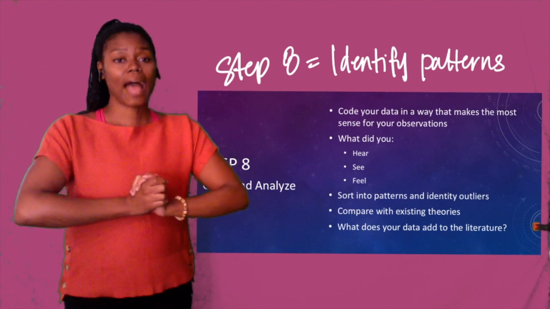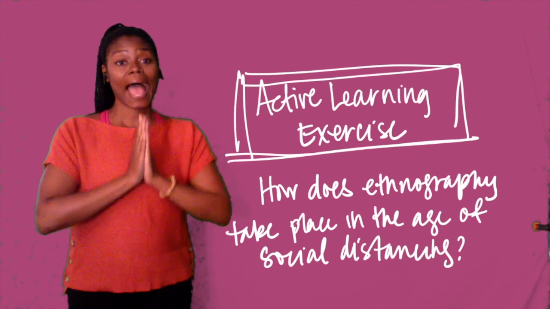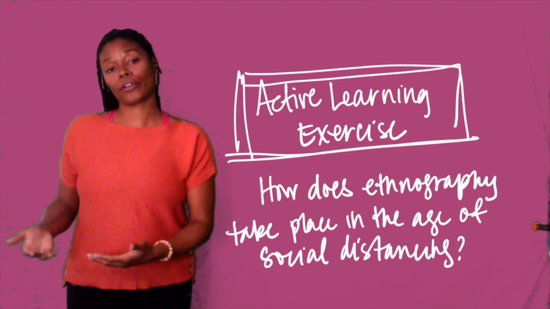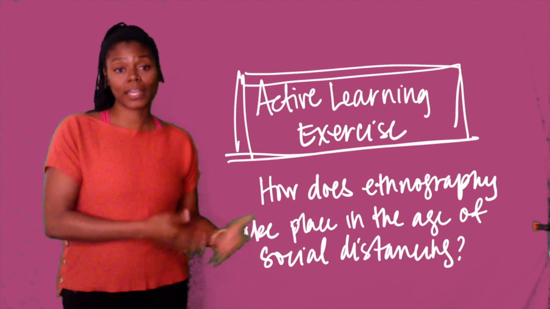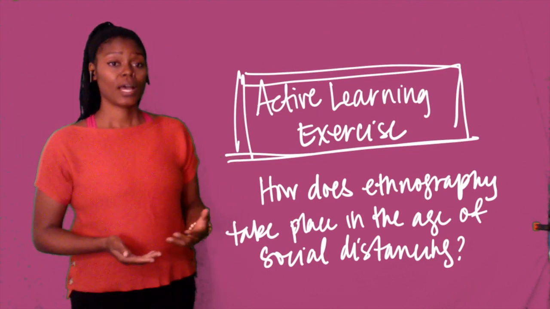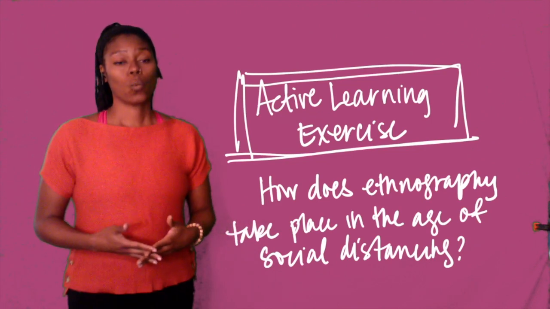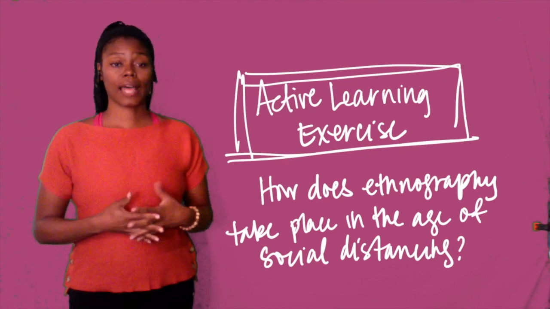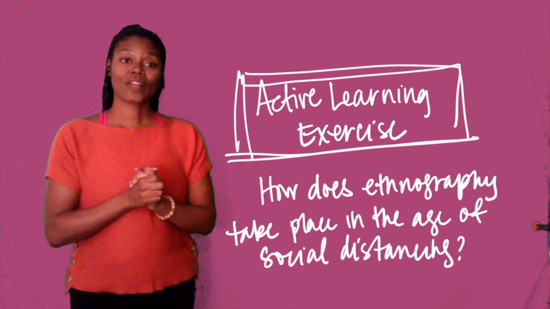Okay, active learning exercise for this week is to think about how we can, as social scientists, continue to do ethnographies in the age of COVID-19, in the age of social distancing. Assuming that we're going to be social distancing and wearing masks for at least another year or two, does that mean that we can't do ethnographic data? And if we can, what changes, innovations might we engage in to allow us to study social phenomena in context?